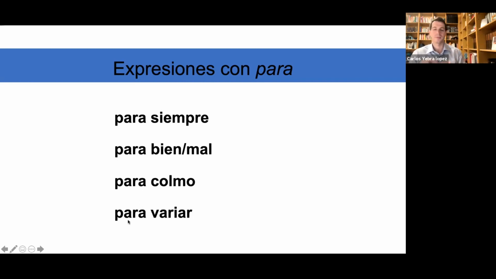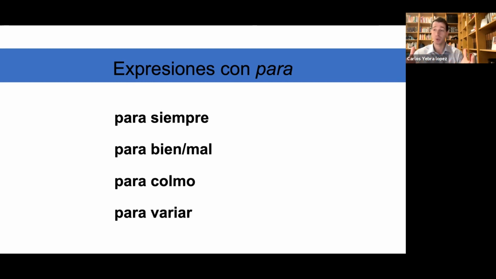Or para variar. This para variar is tricky because it can mean one thing and its opposite at the same time, depending on context. So para variar can mean for a change. For instance, let's say I always buy chocolate ice cream, and one day I decide to buy vanilla ice cream. So I can say, today I decided to buy vanilla ice cream para variar, meaning for a change, in order to do something different. But para variar, if used ironically, can mean the opposite of what I just told you.